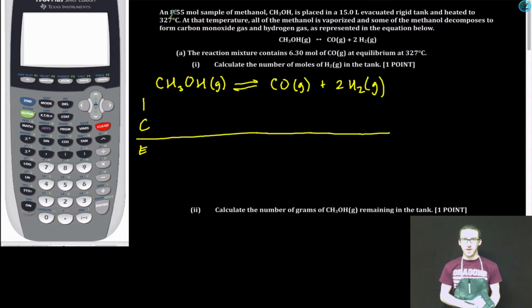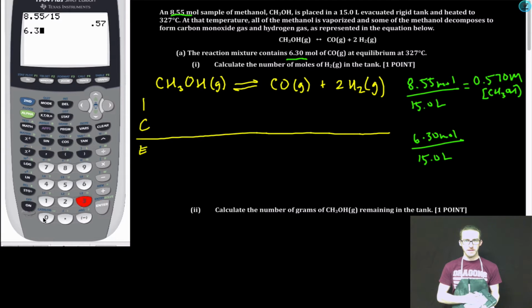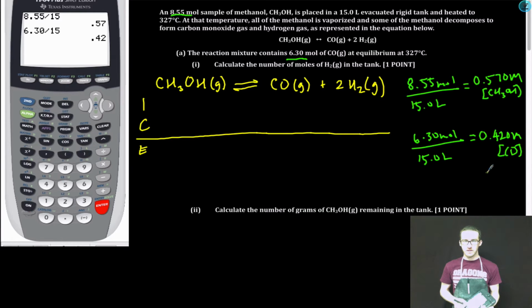So my next step is to convert my initial moles of methanol and moles of carbon monoxide at equilibrium to concentrations so that I can place them into my ice table. A quick jump to the calculator. 0.570 molar is the concentration of my methanol initially. 6.30 divided by 15. At equilibrium, the concentration of carbon monoxide gas is 0.420 molar. I'm going to plug these values into my ice table.